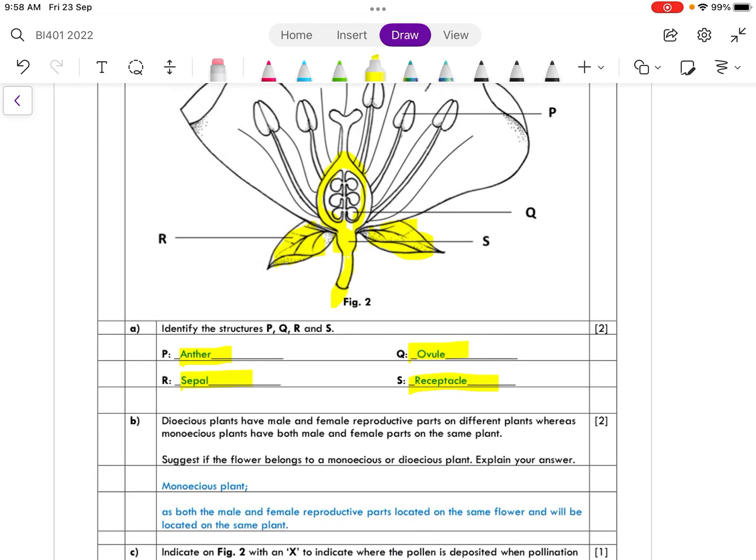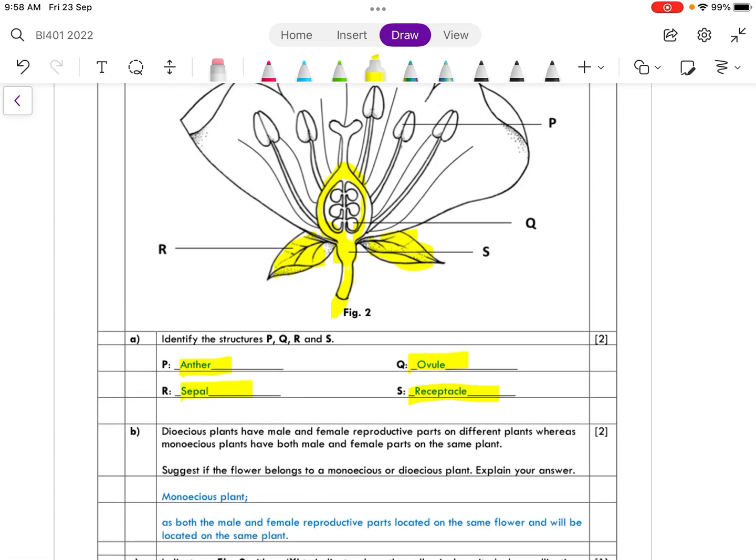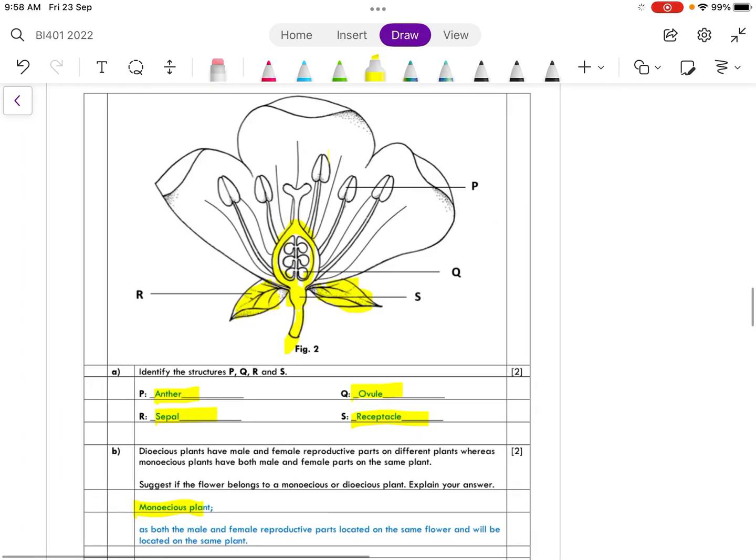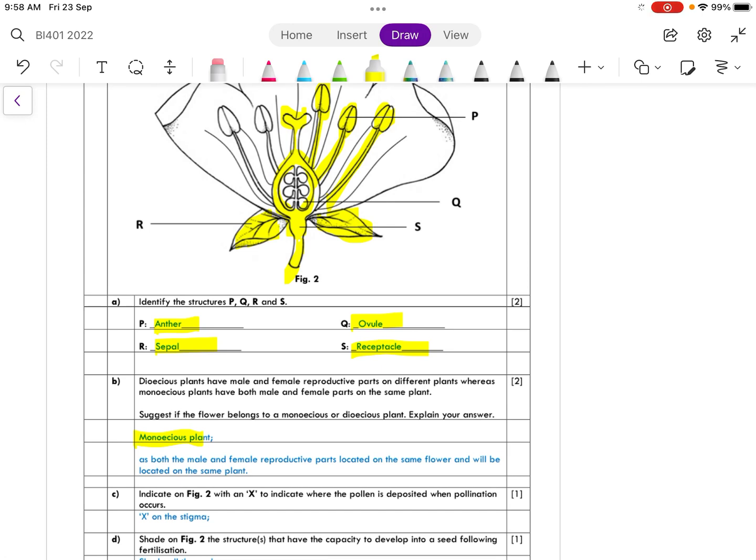Next, they say dioecious plants have male and female reproductive parts on different plants, whereas monoecious plants have both male and female parts on the same plant. So if you look at this particular flower, can you tell whether this flower came from a plant that is monoecious or dioecious? Based on the definition given to you, this plant is monoecious because you can find both male parts, which are these anthers with the filaments. You also find the stigma with the ovary and the ovules. That means this plant has both male and female reproductive parts on the same plant. After all, it's already found on the same flower.